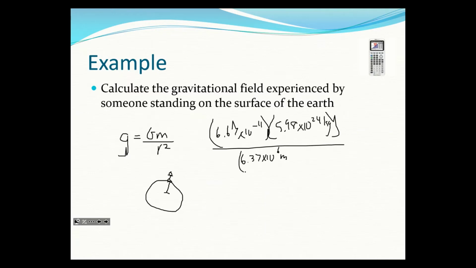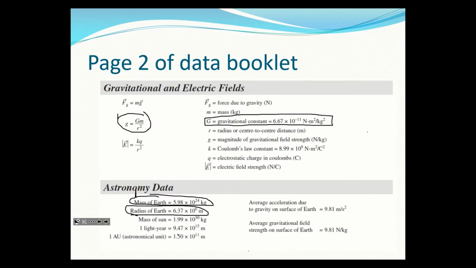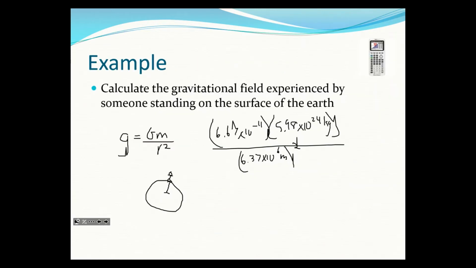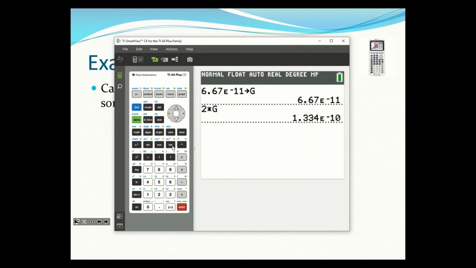And you have to remember to square that number, right? If you forget to square that number, you'll get it wrong. Okay. So if we want to plug this all into our calculator, this is how I would type it in. So you want to put the top in brackets. So, I guess we can just go G. So we go alpha G. We got that typed in.